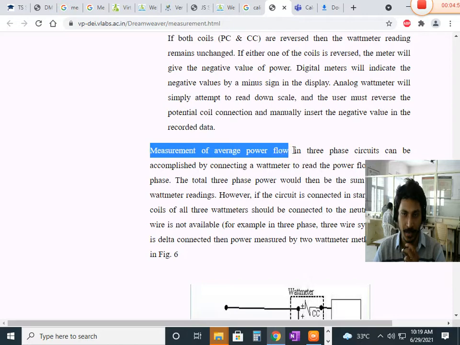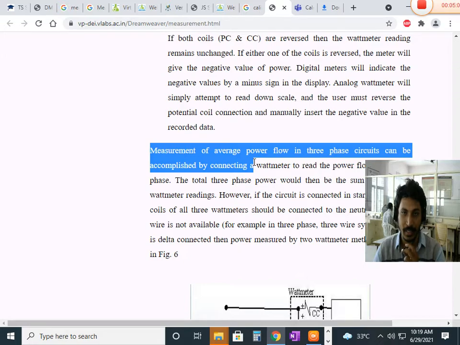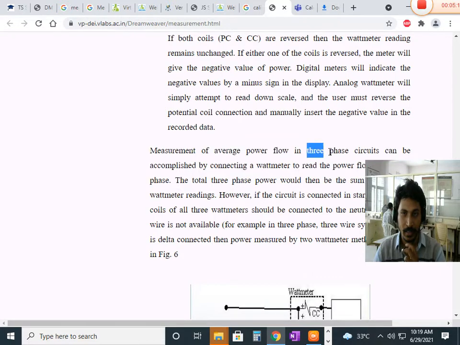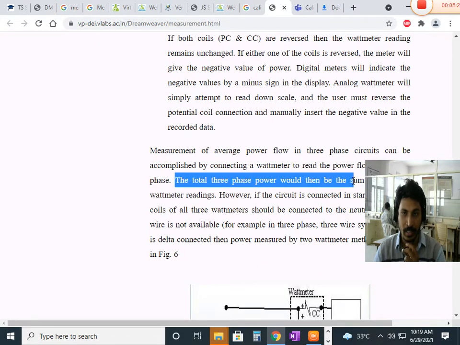Next, measurement of average power flow in three-phase circuits. This can be accomplished by connecting a wattmeter to read the power flowing in each phase. The total three-phase power would be the sum of the three wattmeter readings.